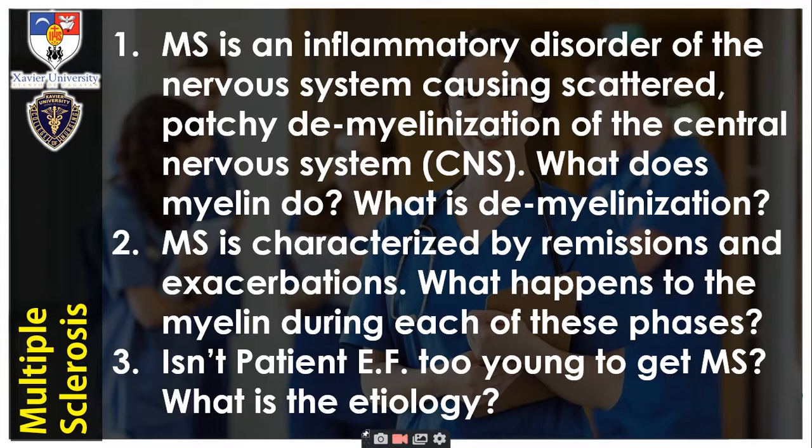Number two, MS is characterized by remissions and exacerbations. What happens to the myelin during each of these phases? Number three, isn't patient EF too young to get MS? What is the etiology?